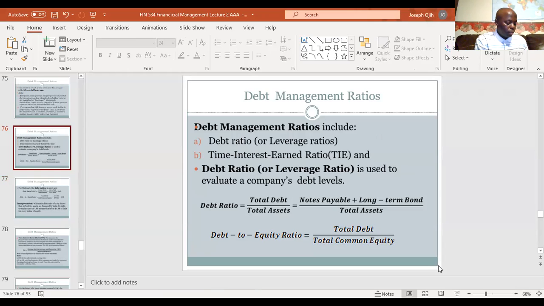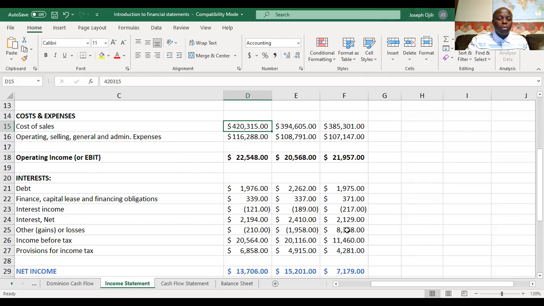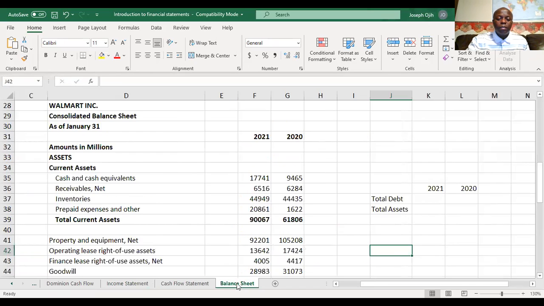Now, okay. For total assets. Now let us look at this. Go to Excel. So we're using the balance sheet for this.